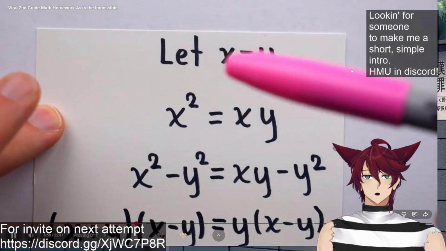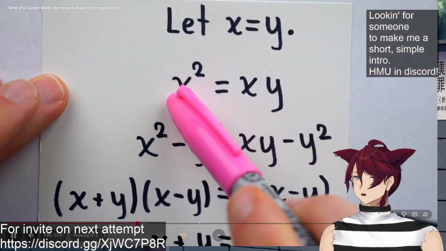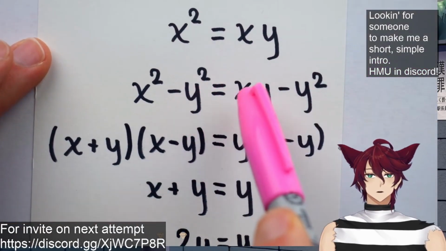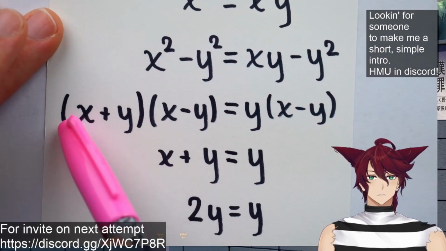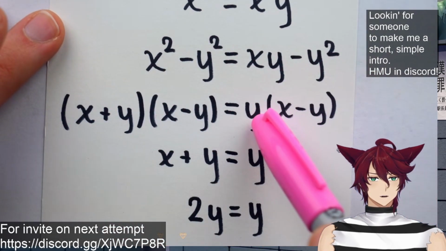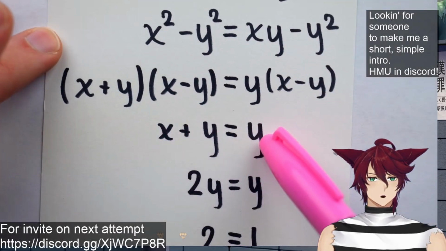We start off by letting x equal y. Multiply both sides by x to get x squared equals xy, then subtract y squared from both sides. On the left, we have a difference of squares, which we can factor. On the right, we can factor a y out of both terms, then divide both sides by x minus y to get that x plus y equals y.